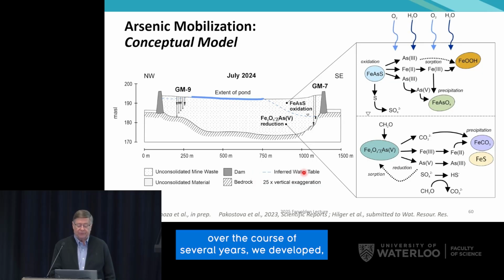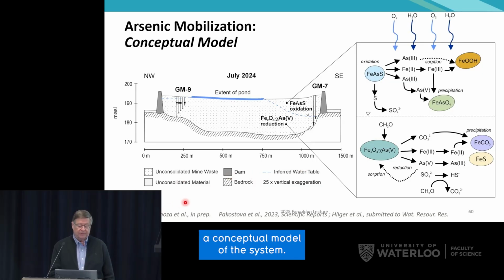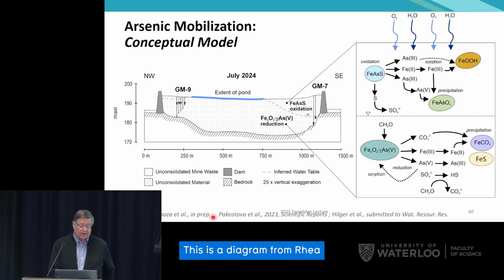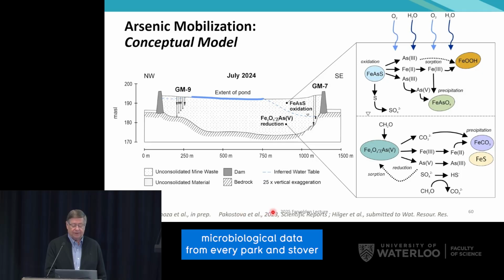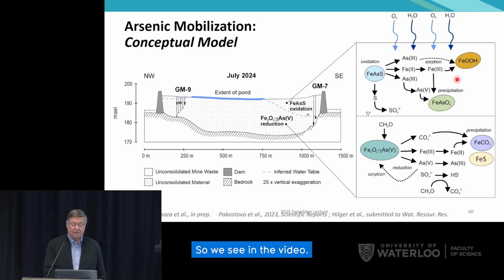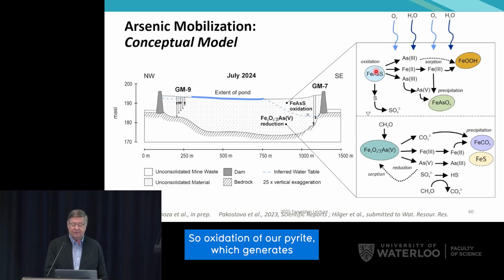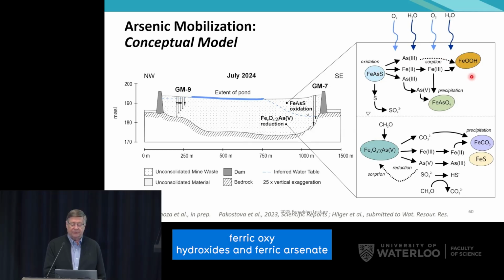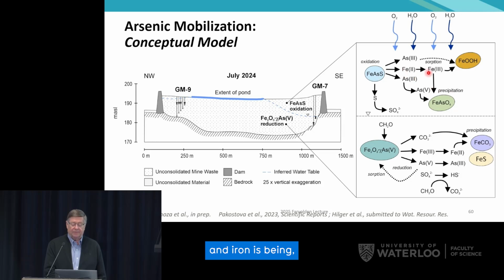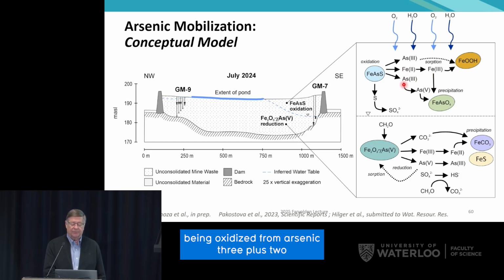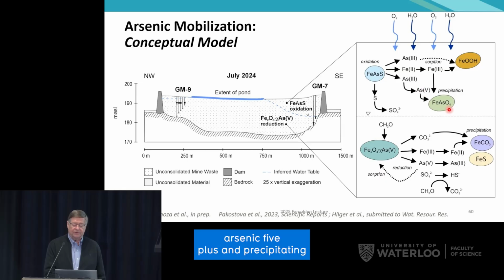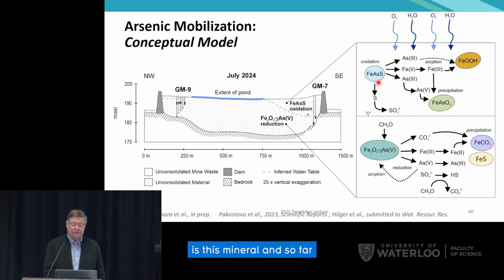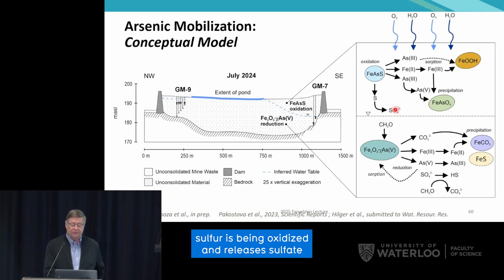So over the course of several years, we developed a conceptual model of this system. This is a diagram from Maria Friada-Espinosa, and she's taken microbiological data from Eva Pakostova and geochemistry data from David Hilger. So we see in the vadose zone oxidation of arsenopyrite, which generates ferric oxyhydroxides and ferric arsenates, and iron is being oxidized from ferrous to ferric, and arsenic is being oxidized from arsenic 3+ to arsenic 5+, and precipitating as this mineral. And sulfur is being oxidized and released as sulfate.